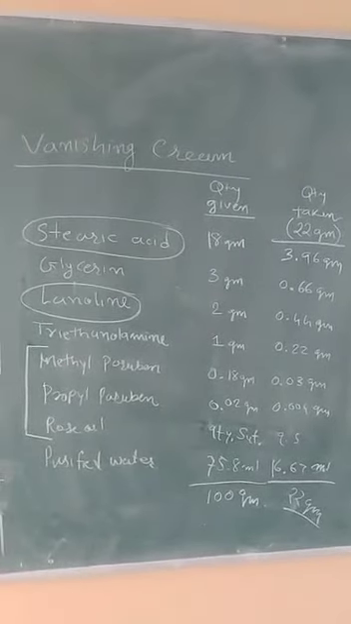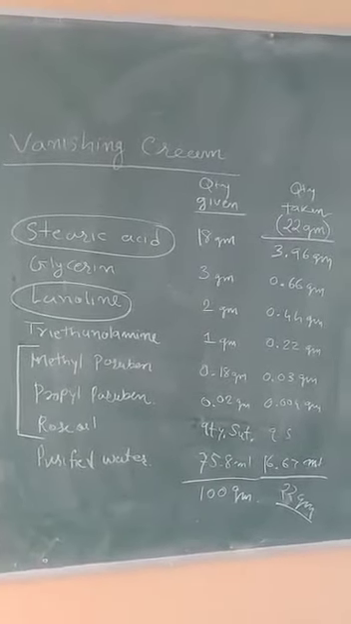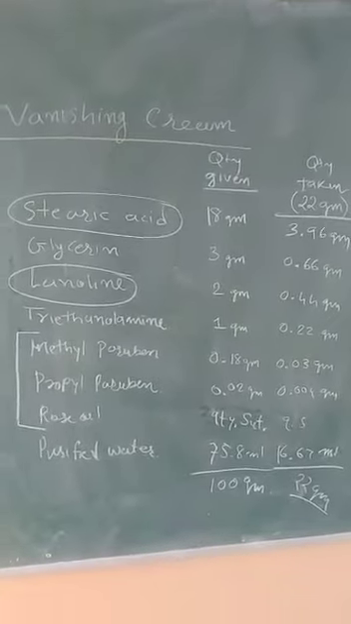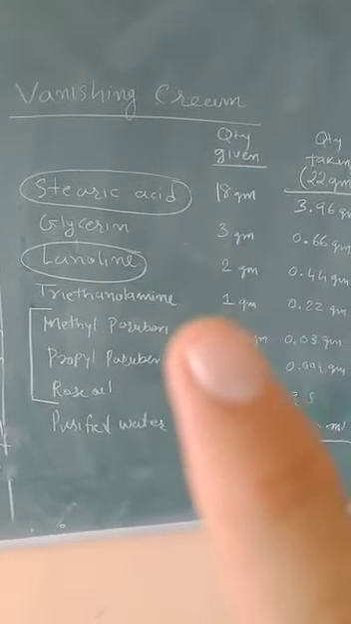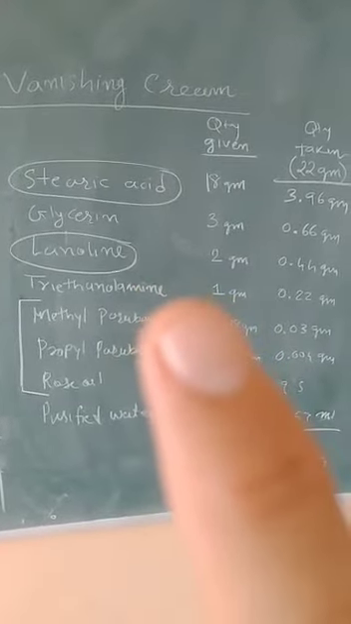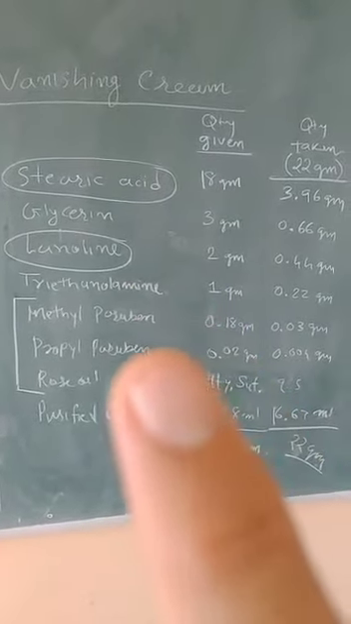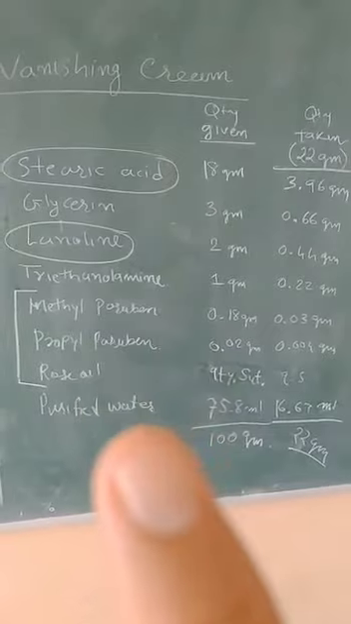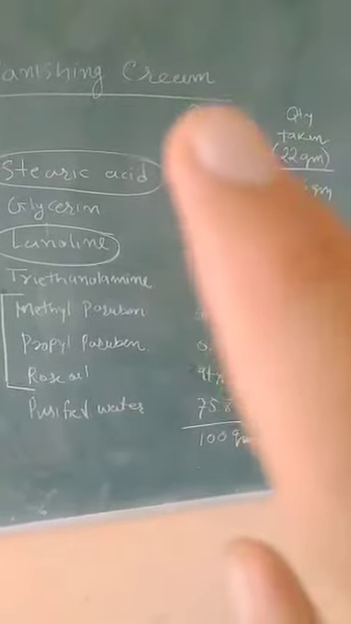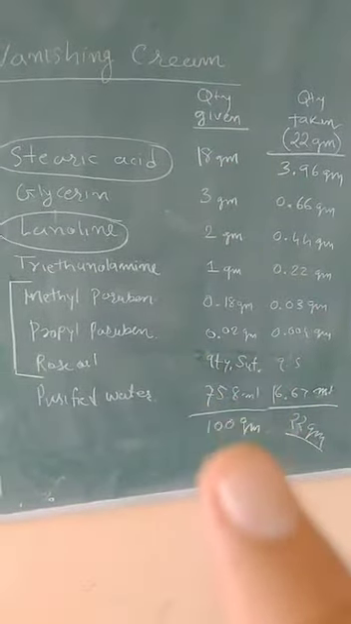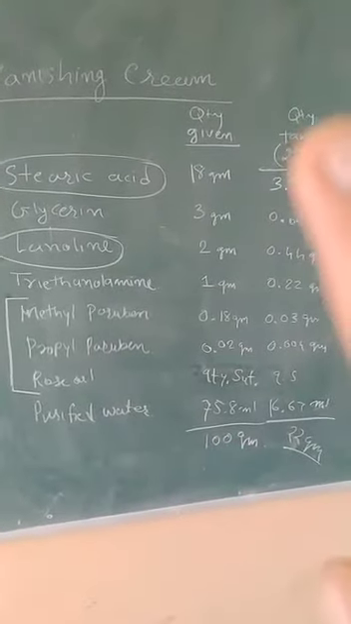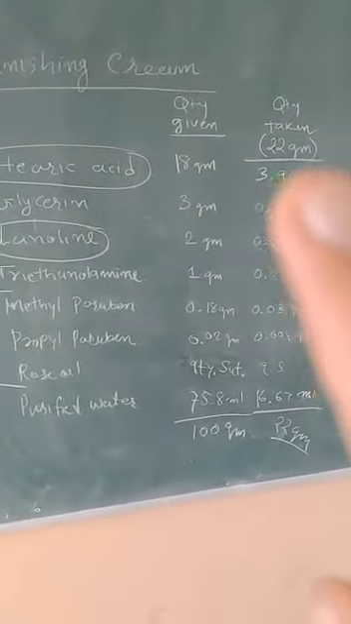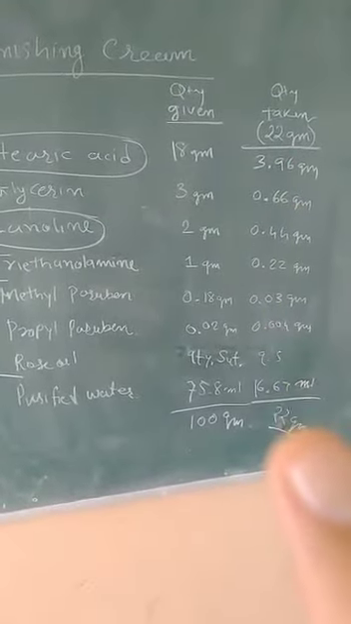Now we are going to prepare vanishing cream. Vanishing cream contains stearic acid, glycerin, linolene, triethanolamine, methylparabene, propylparabene, rose water and purified water. This is the quantity given to prepare 100 grams of vanishing cream, and based on that we had calculated the quantity for 22 grams of vanishing cream.